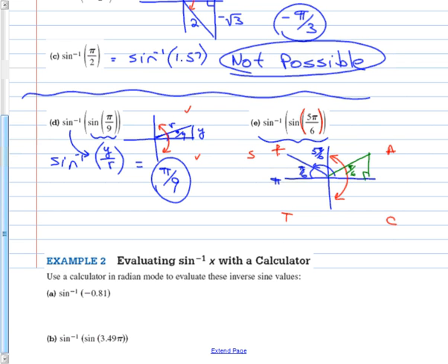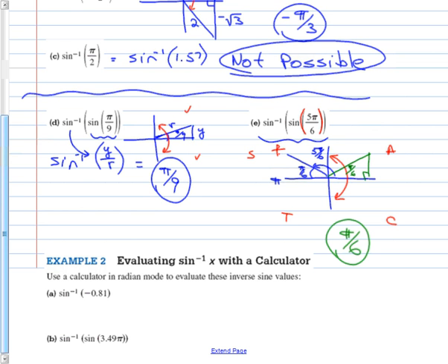So now, if I'm taking the inverse sine of the sine of 5 pi over 6, the answer is pi over 6. I need to have the same angle in the defined quadrant. See, I can't use 5 pi over 6, because inverse sine is not defined over there in that second quadrant.